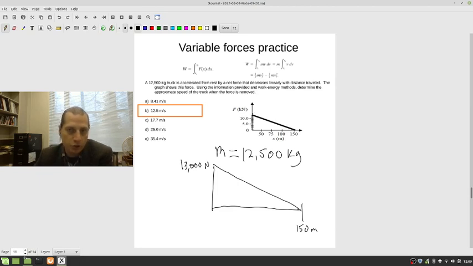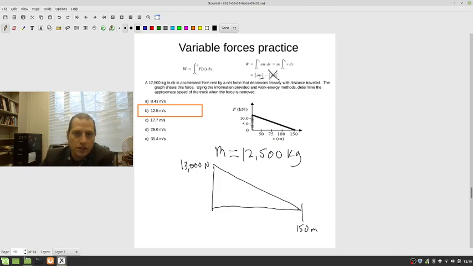So this force is always pushing forward. You know it's forward because it's positive. Positive forces are pushing in the plus x direction. And it asks you to find, using the information provided and work energy methods, the approximate speed of the truck when the force is removed. Okay, so here the force is removed. How fast has it gone by having all of that push? Well, what you're going to do here is find the amount of work that's being put in, and then realize that if you started out with an initial speed of 0, you can use that to find the final speed.